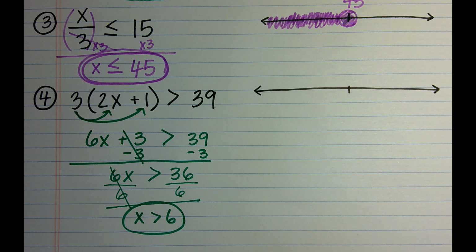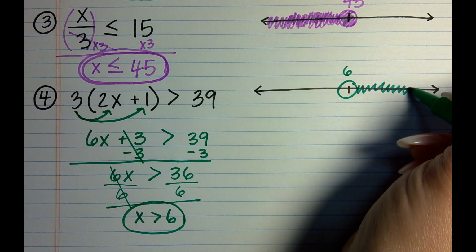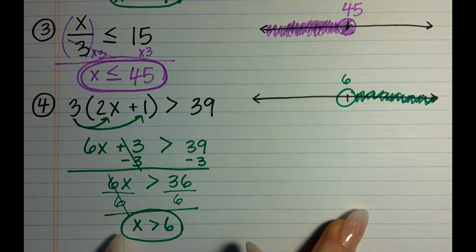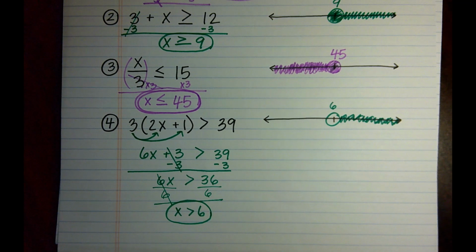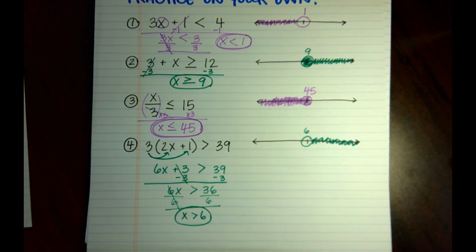And how do I graph it? Your 6 above the tick mark. 6 above the tick. Circle it. Circle it. Do not shade it in. Don't shade it. Good. And then you shade to the right. Shade to the right. Good. Okay. So there's those answers.